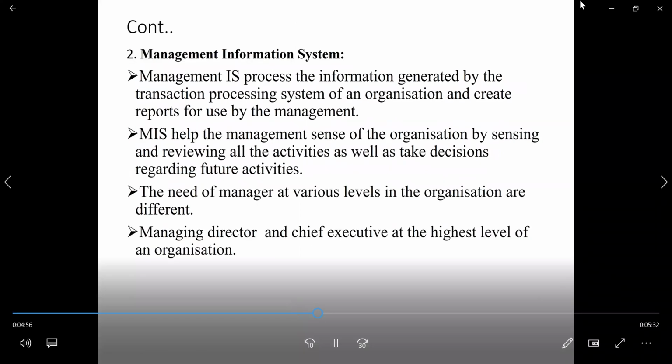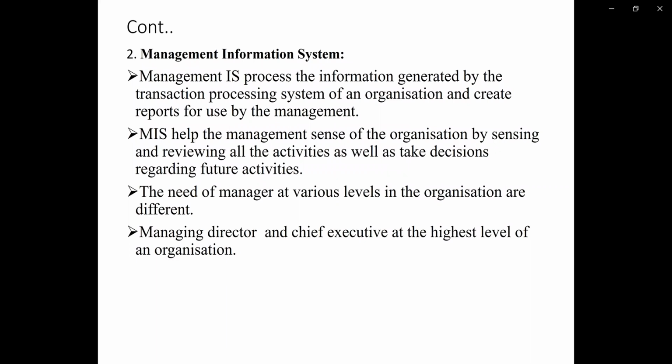Management information system, that we have seen, the managing director and the chief executive at the highest level of the organization, who are responsible to take the decisions. So that is with the management information system, which helps the management sense the organization by sensing and reviewing all the activities as well as take the decisions regarding future activities.